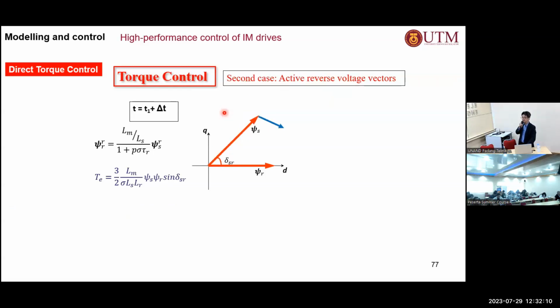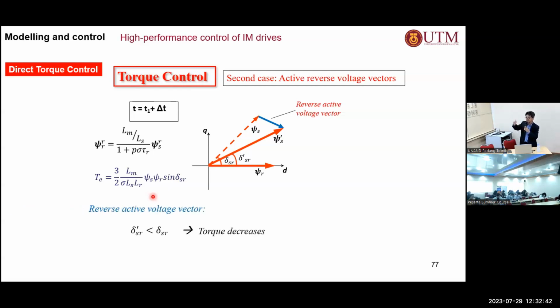Then if you choose a reverse active voltage vector, you can either increase the flux magnitude if you use that one, for example, or you use a vector showing in that direction, then you are reducing the magnitude of the stator flux. But at the same time, you reduce the angle. So if you reduce the angle, what happens to the torque? The torque will reduce, because the sine of the angle is reduced. So by using this, you can reduce the torque, and you can also increase or reduce the flux.